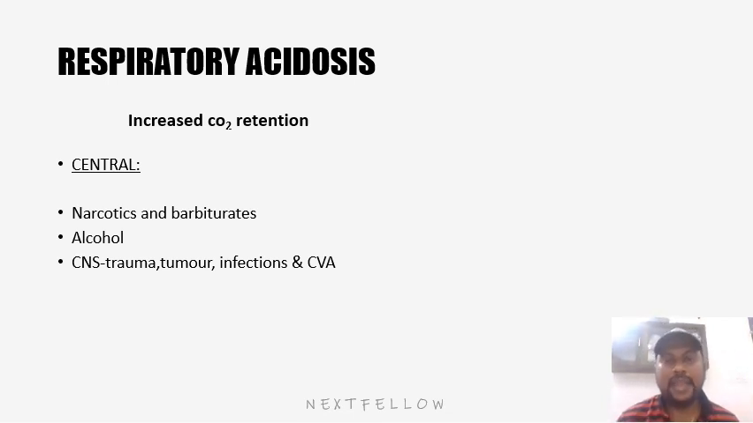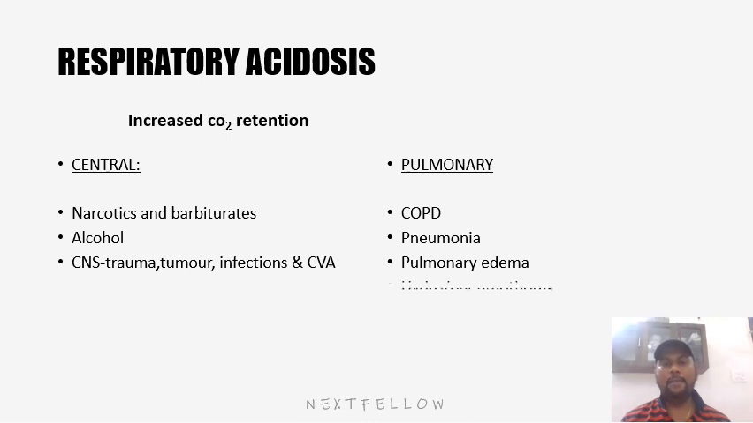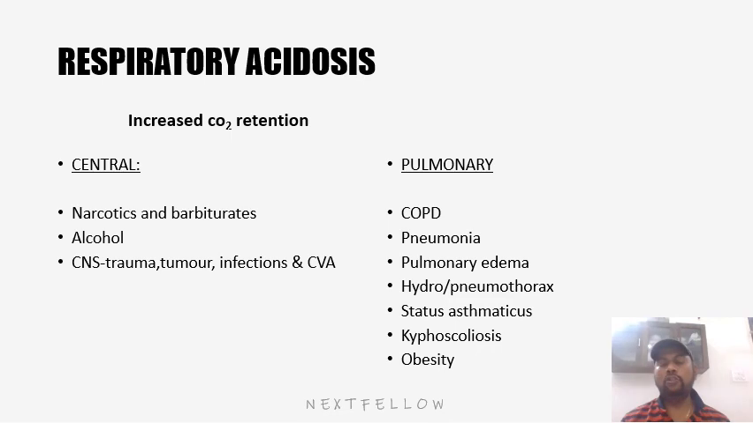Alternatively, it can also happen with all the lung disorders where ventilation, the breathing, is grossly affected. This includes COPD, chronic obstructive pulmonary disease, pneumonia, pulmonary edema, hydrothorax or pneumothorax, status asthmaticus, kyphoscoliosis, and even morbid obesity. That can affect the relaxation of the diaphragm and also reduce the ventilation process. All these things lead to accumulation of carbon dioxide, carbonic acid formation, and ultimately to respiratory acidosis.